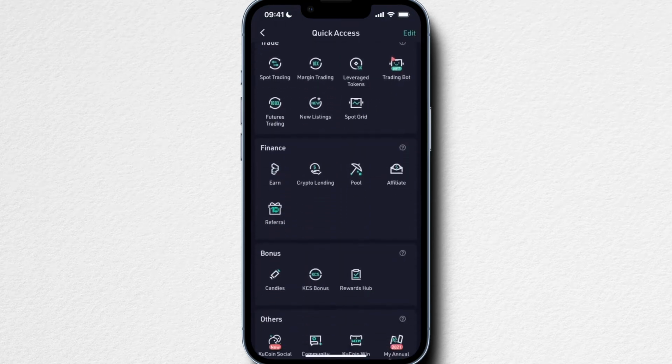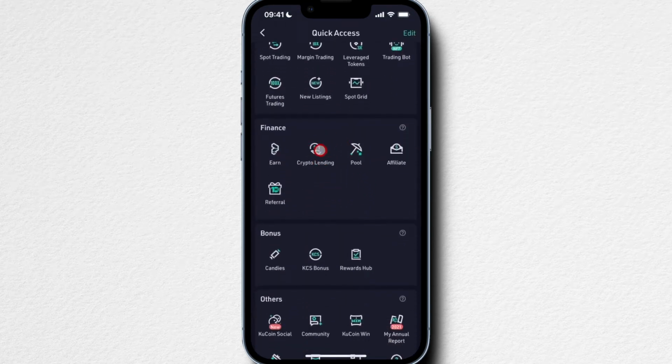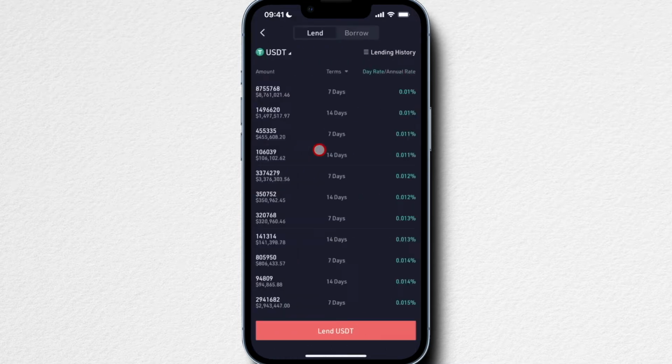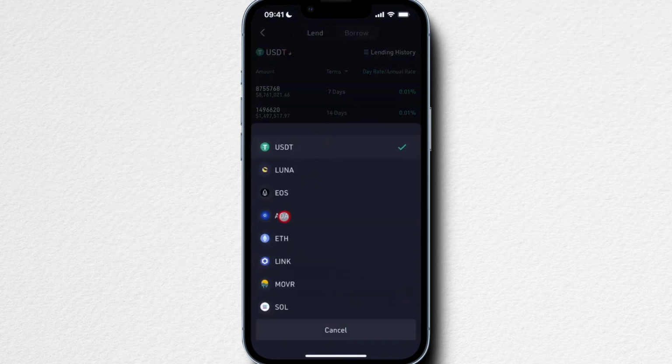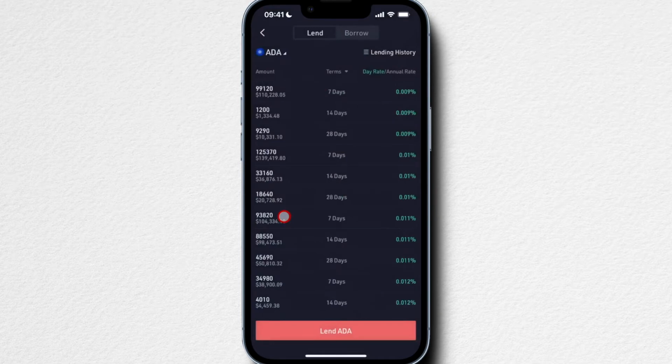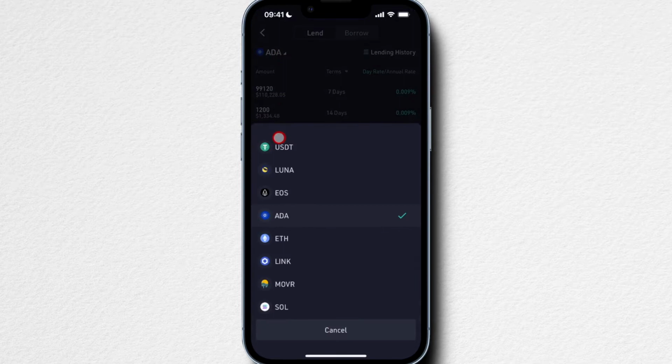We're going to scroll down to finance, go to crypto lending, and then we can see the market for crypto lending. So right now we are in the US dollar tether market. We can also change it for, let's say, the ADA market. These are the people who want to lend out their ADA, for example. But let's stick with US dollar tether for now.